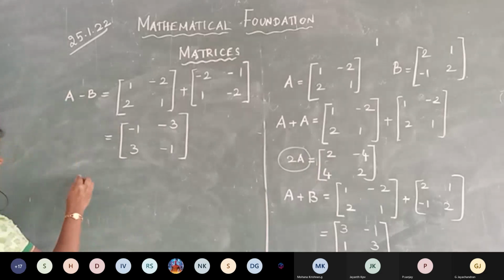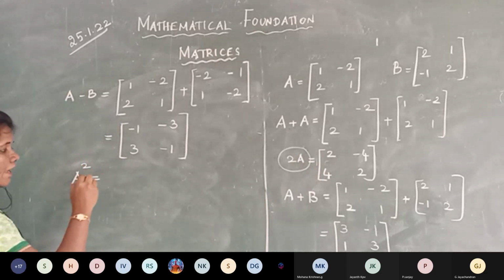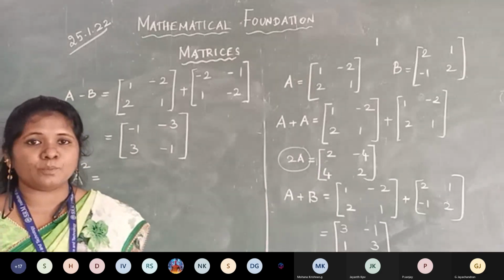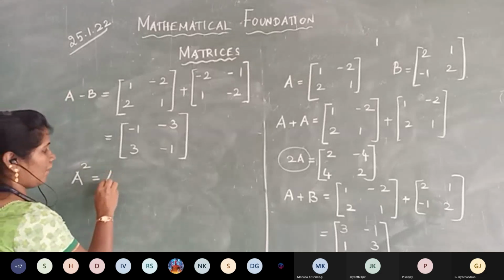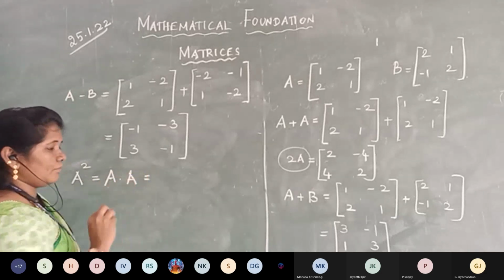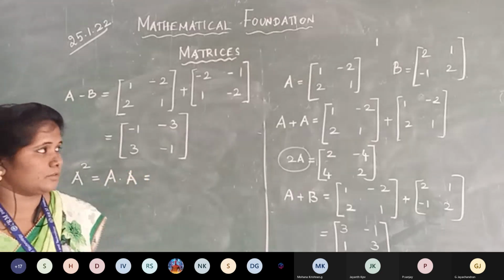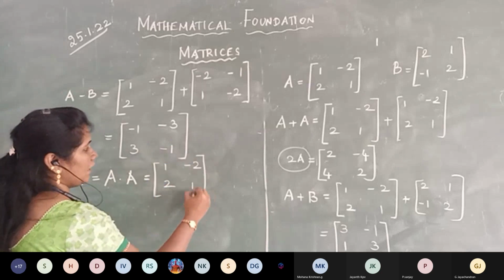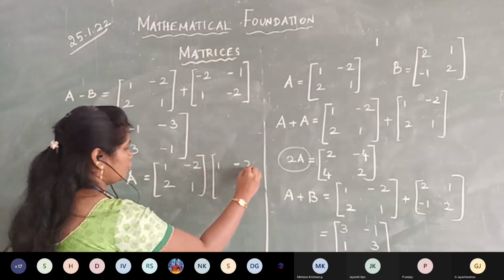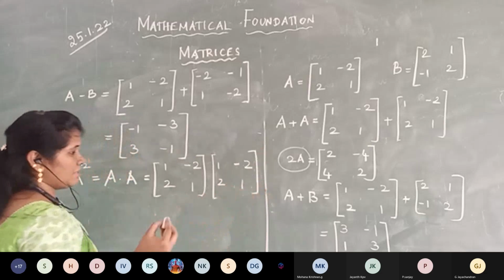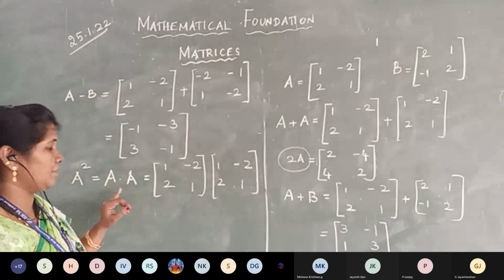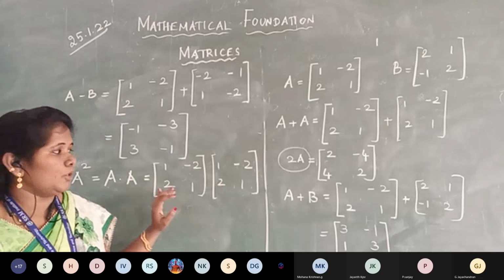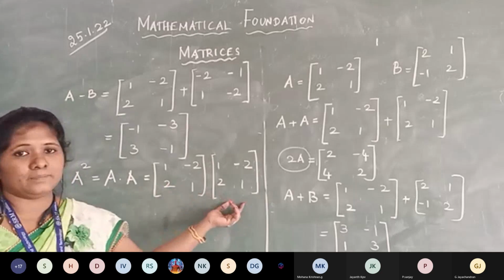Okay, then you have to find out your a square. Okay, a square must not be directly squared. The elements there you have to multiply. A square is nothing but a dot a, matrix dot matrix. So that will be 1 minus 2, 2, 1 into 1 minus 2, 2, 1. The mistake commonly made is that with a square you immediately just square your a matrix. It is wrong. You will have to do it like this only, a dot a.